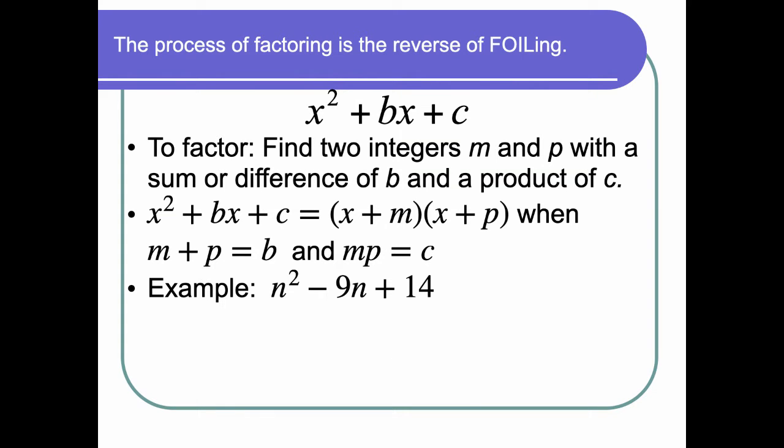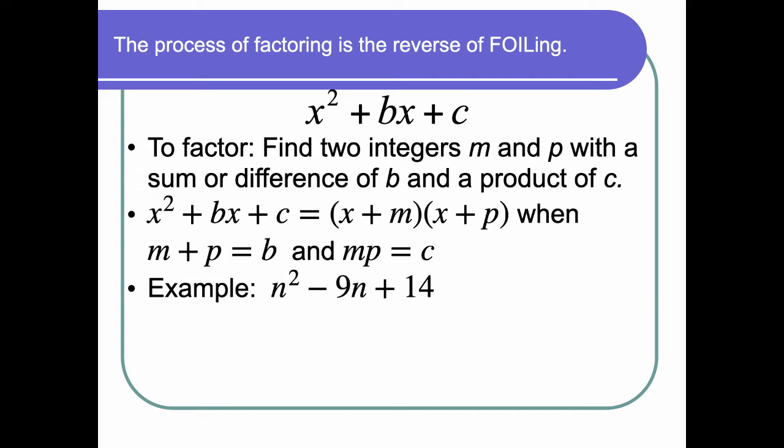All right, the process of factoring is the reverse of FOILing. So we have x squared plus bx plus c. To factor this, we want to find two integers, we'll call them m and p, with a sum or difference of b. So you add or subtract those two numbers, you'll get the b in the middle, and they multiply to c, or have a product of c.